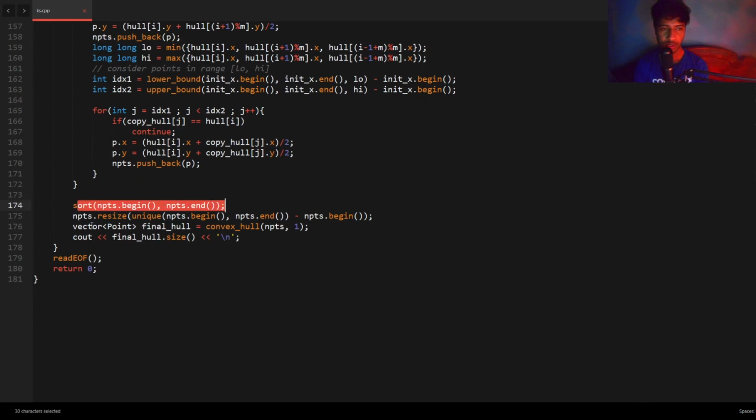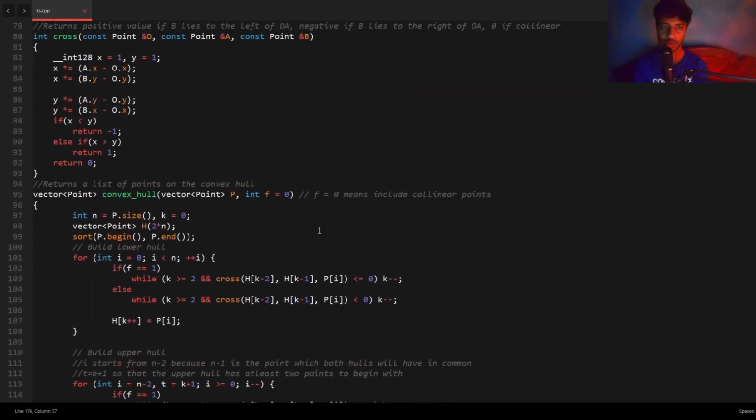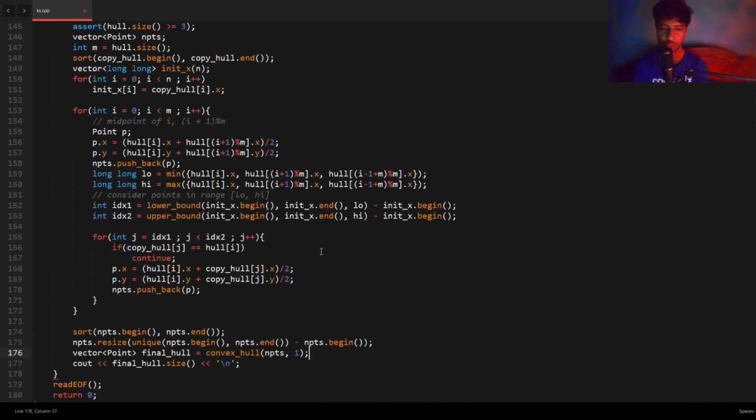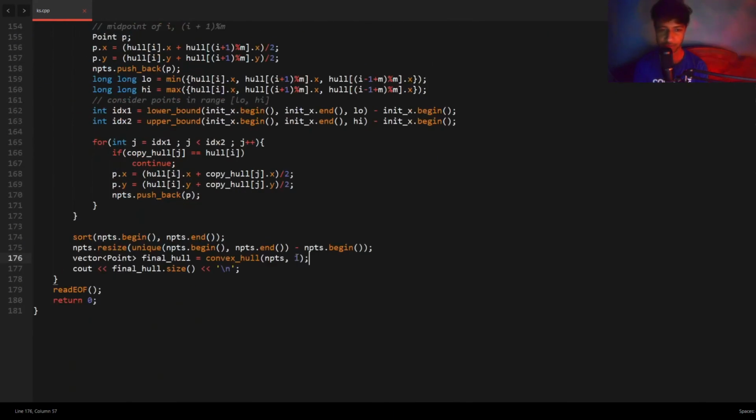So first you sort it, then you do a resize of unique. What this line is doing is that it's removing all the duplicate points, right? Each point might be there twice or thrice. So this line will just make it occur once. Final hull will be the convex hull of NPTS, and you're passing 1 because you do not want to include the collinear points, and that is the requirement of the problem. So you pass F as 1.